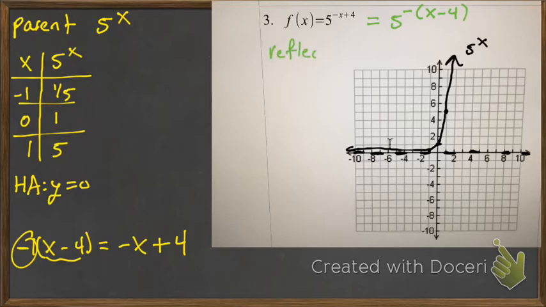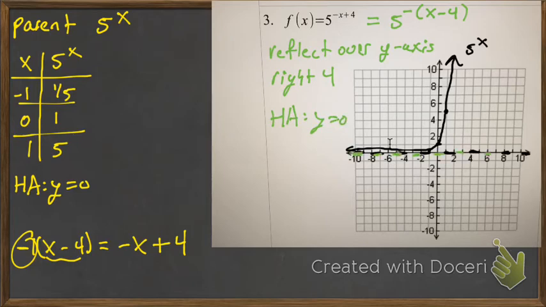Alright, so reflect over the x-axis. I'm sorry, reflect over the y-axis, excuse me. Reflect over the y-axis, and then to the right 4. Horizontal asymptote is still y equals 0. Okay, so that first point will reflect, so it's still there, and then right 4. This point here will reflect, and then we need to move it right 4. Then finally this point here will reflect, and then right 4. And there we are.